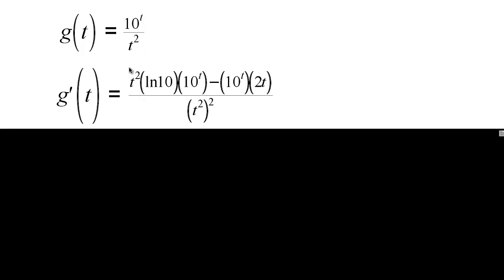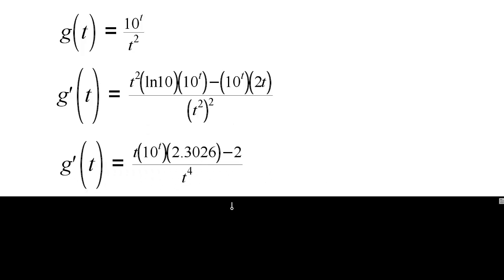So it is the bottom, the low part, t squared, times the derivative of the top part, which is the natural log of 10 times 10 raised to the t power, natural log of a times a to the x, minus the top part times the derivative of the bottom, low d high minus high d low, so we have 10 to the t power, times the derivative of the bottom, which is 2t, over the square of what's below, t squared raised to the second power.